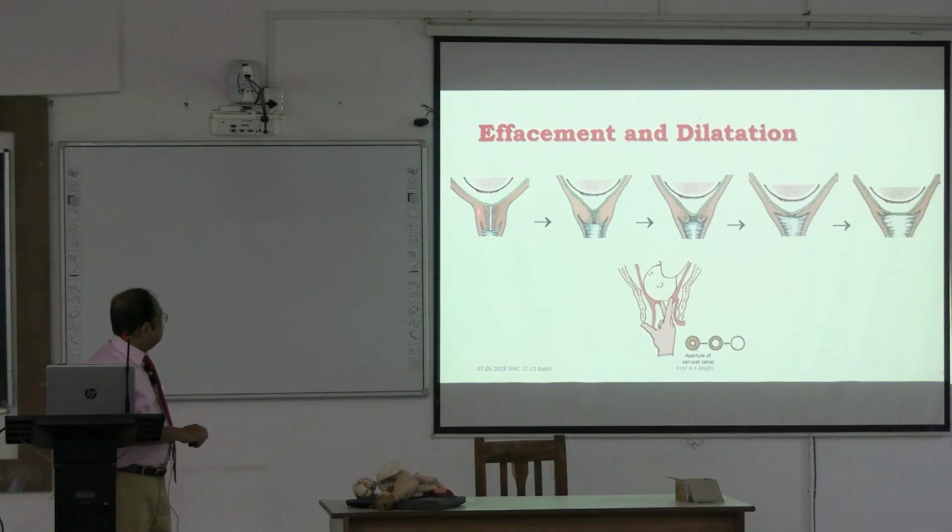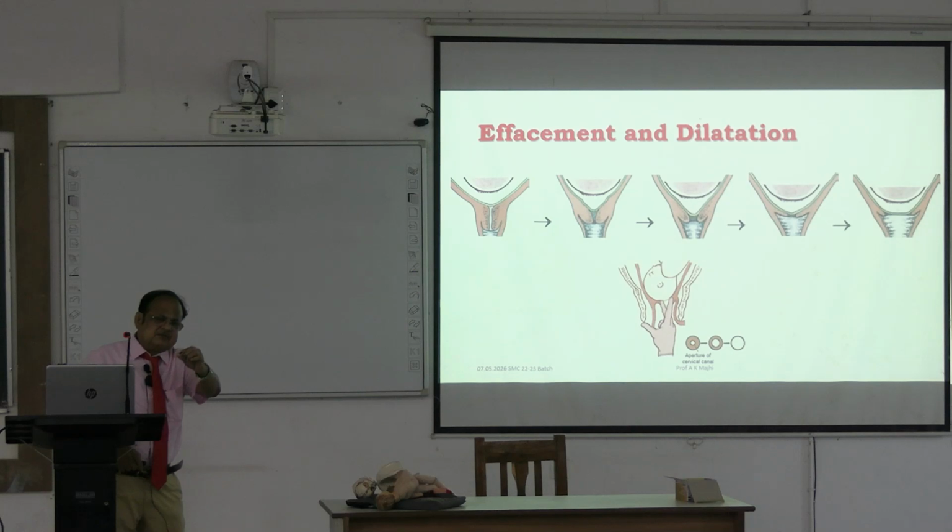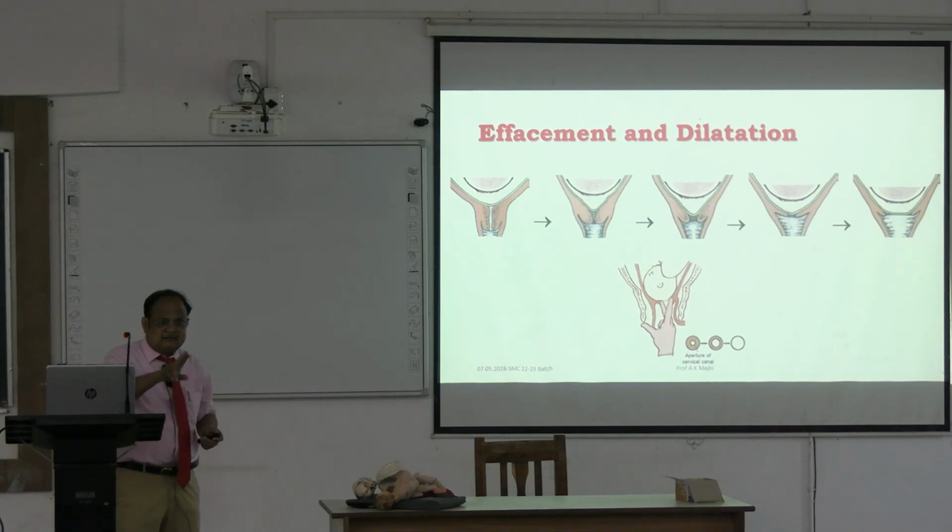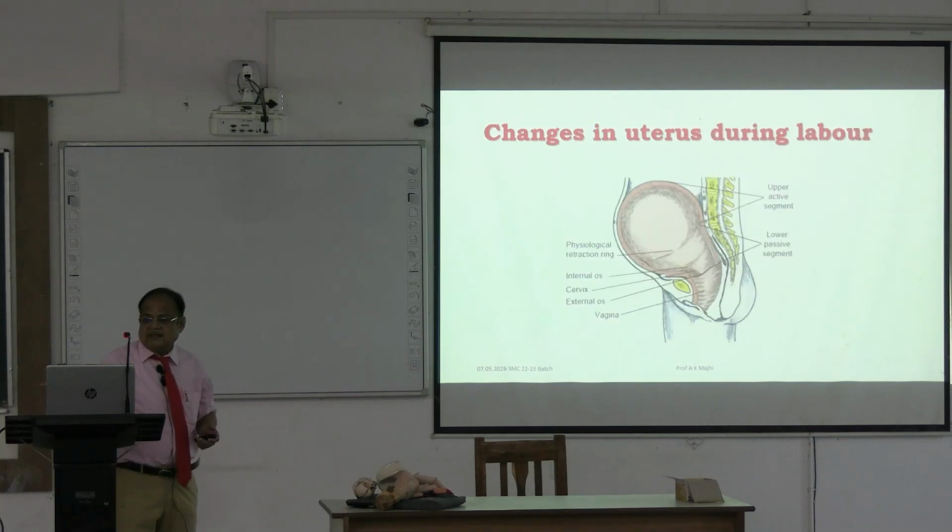Effacement and dilatation. Effacement is the gradual merging of the cervix with the lower uterine segment. You see, sometimes the cervix will be paper-like thin. And dilatation, you see, there is the os dilating gradually. Clinically, by PV examination during labor, you will palpate the cervix gradually dilating and the thickness becoming less. And these are the changes in your uterus during labor.